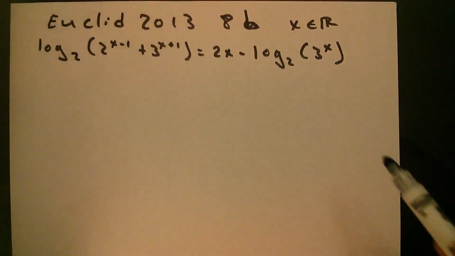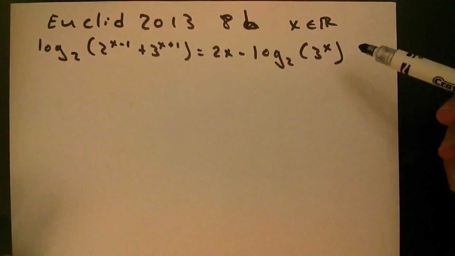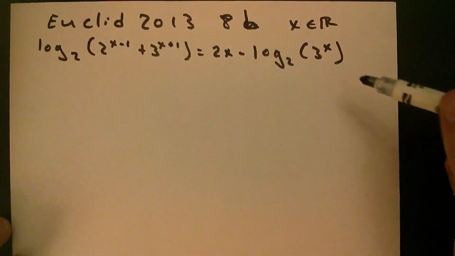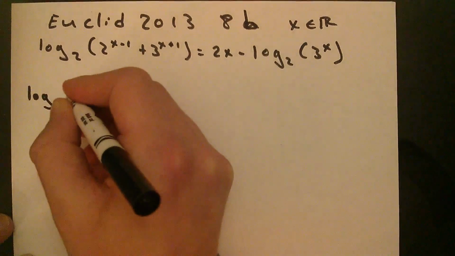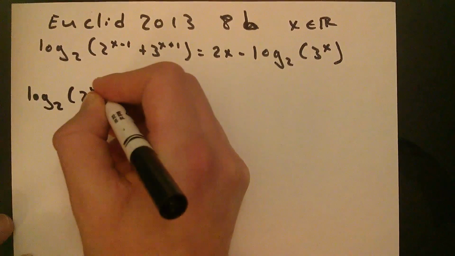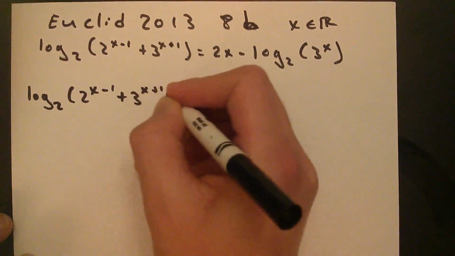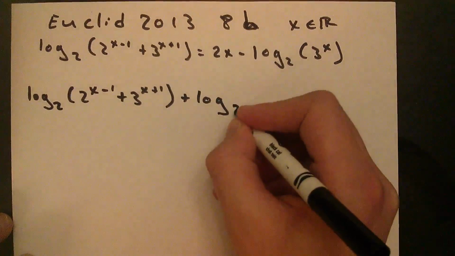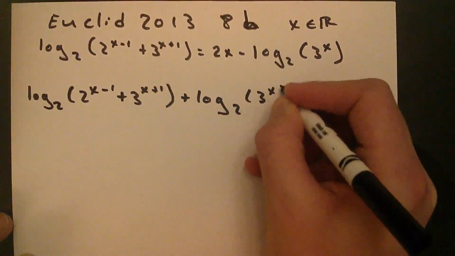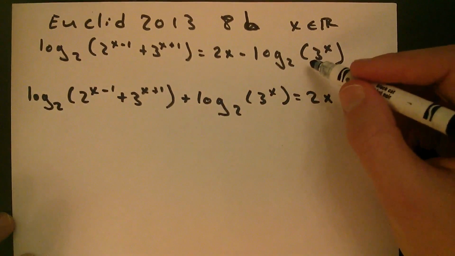Okay, so the first thing I want to do is put both logs on one side, and I'm just going to do that using the properties of log. So I can say log base 2 of (2 to the power of x minus 1 plus 3 to the power of x plus 1) plus log base 2 of 3 to the power of x equals 2x. So I just added this log to both sides.